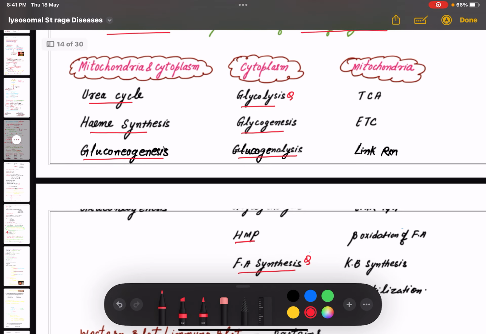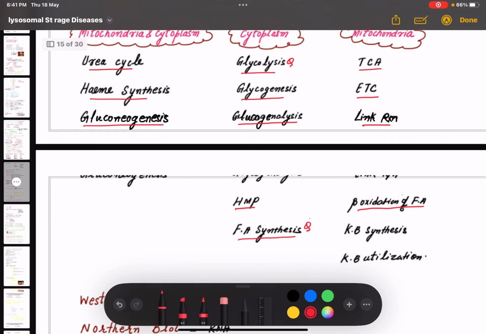In mitochondria, we have the TCA cycle, which is also known as the Krebs cycle, the electron transport chain, the link reaction, beta oxidation of fatty acids, ketone body synthesis, and ketone body utilization.